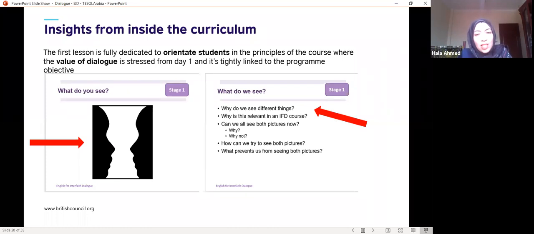And on your right-hand side, you can see some questions to support the discussion in this activity. And the first question is really probably the most important one. Why do we see different things? So speaking about this particular picture, somebody can say, I can see two faces or two people looking at each other, or I can see a vase, or I can see mountains and a mountain landscape, but in a vertical direction.